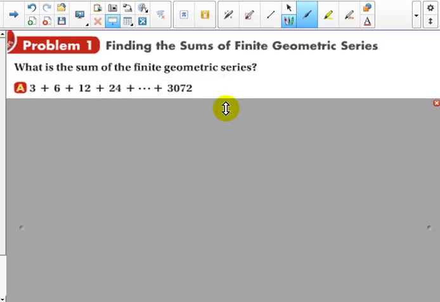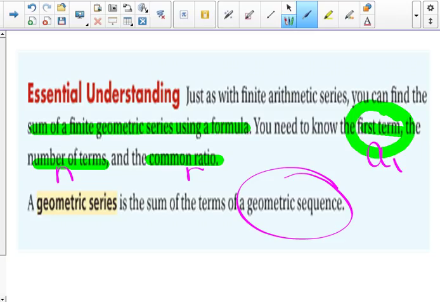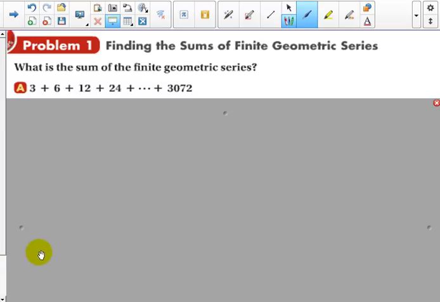So we have 3 plus 6 plus 12 plus 24 plus ellipsis plus 3,072. They want to know, what is this sum? So what were the three things we needed again? We need to know the first term, the number of terms, and the common ratio. So we need a sub 1, the number of terms, and the common ratio. The a sub 1 is easy, that's 3.